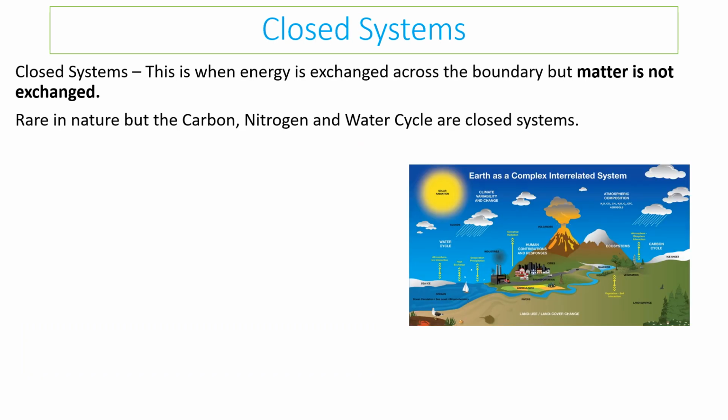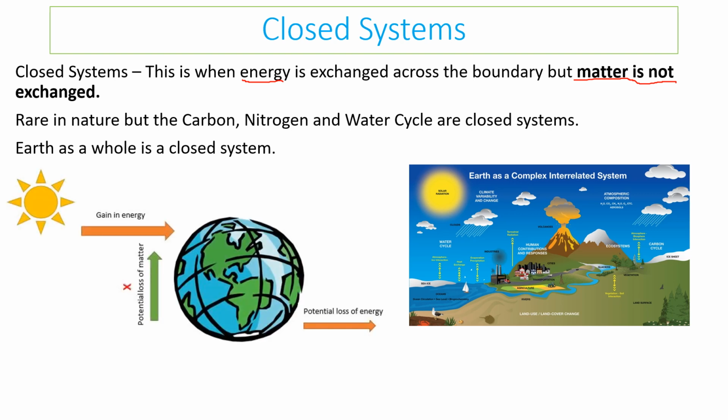A closed system is where energy can be exchanged, but matter cannot. So again, you must mention that matter is not exchangeable in this case. Now, they are rare in nature, but the different cycles that you'll have learned, the carbon cycle, the nitrogen cycle, the water cycle, are all closed systems because they don't interact with other systems and they're more isolated. The biggest example though is that the Earth is a closed system because the Earth gains energy from the sun, and some of that sun energy, that is infrared radiation, radiates back into space.